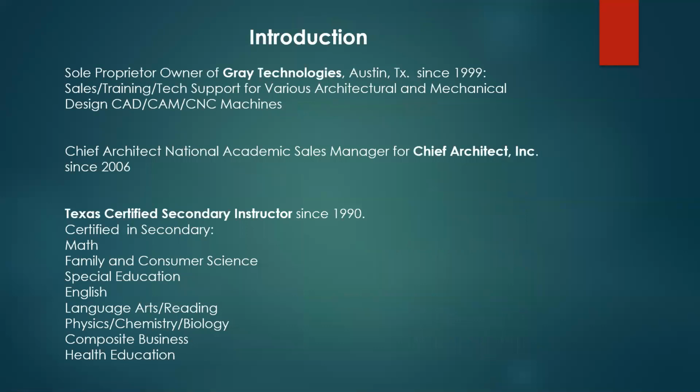My name is Deborah Gray. I am the Chief Architect National Academic Sales Manager for Chief Architect Incorporated, located in Coeur d'Alene, Idaho. I've been doing this since 2006. Before that, I still own a company called Gray Technologies. It's located in Austin, Texas, and that is where I am located today.